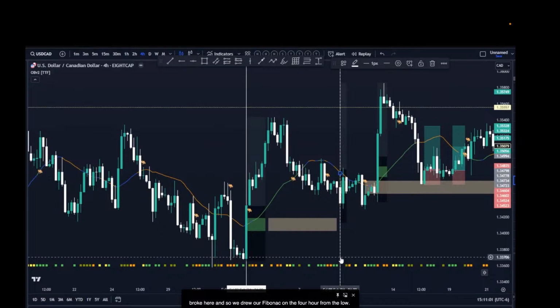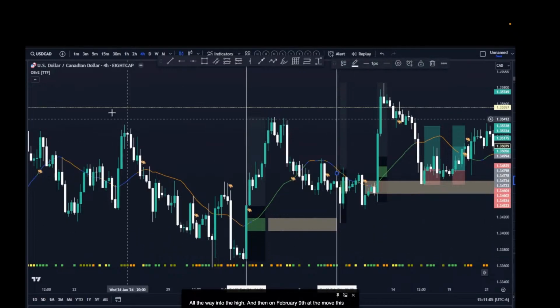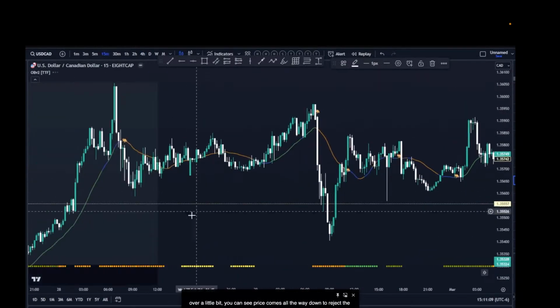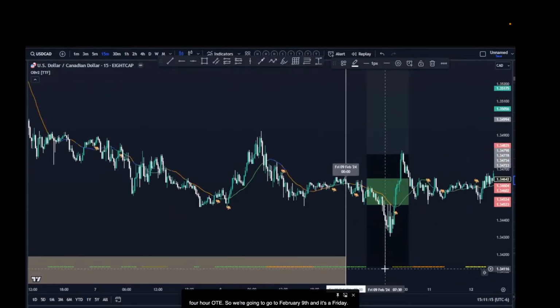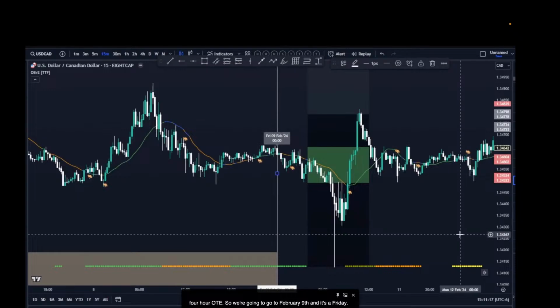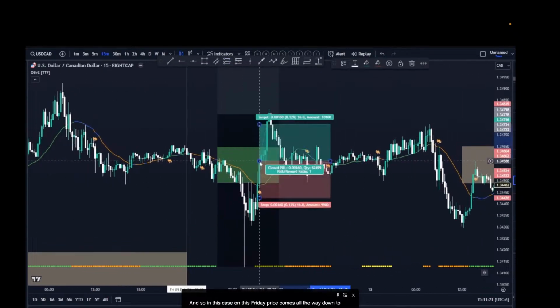And then on February 9th, I have to move this over a little bit, you can see price comes all the way down to reject the 4-hour OTE. So we're going to go to February 9th, and it's a Friday. And so in this case, on this Friday, price comes all the way down to here. Once it comes down to there, then we get an outback signal.